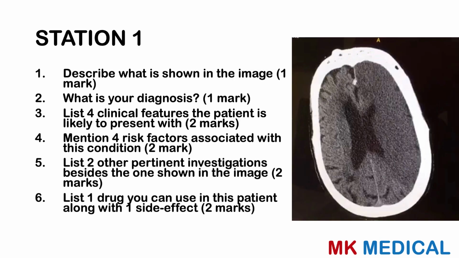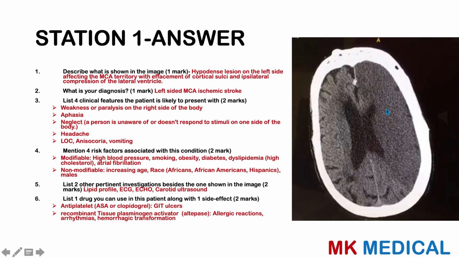And here comes the answer. As you can see over here, there's a difference. Here you can see these spaces, you can't see those spaces there. The corticosulci differentiation, you can't see that here. So there's a problem here. You can see there's a large hypodensity here.